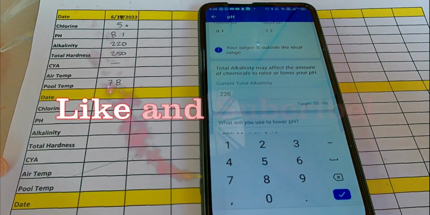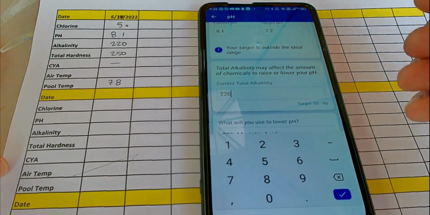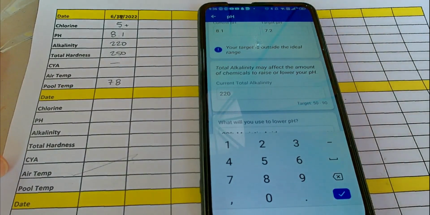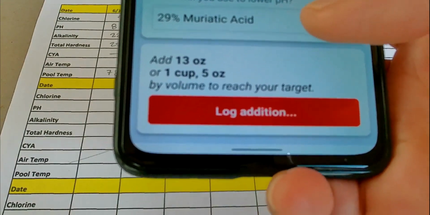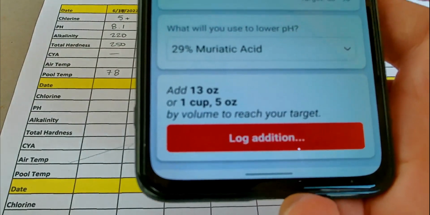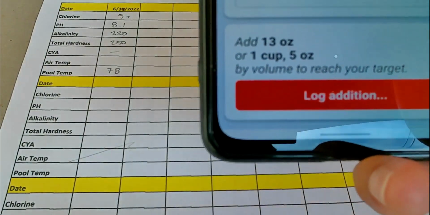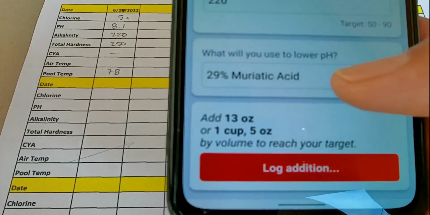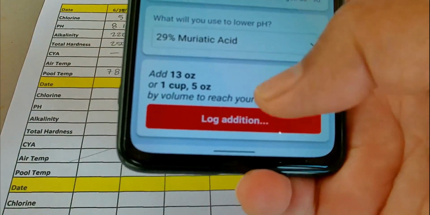When my pH level goes up again, all I have to do is do the same process again, and hopefully after the second or third time my alkalinity level will be in the 80 range. So right now it says if I have a 29% muriatic acid, I need to put in about 13 ounces, or 1 cup and 5 ounces. My muriatic acid is actually 31%, but from my experience, if I just follow this, I get about the same ballpark of my target. So let me go ahead and show you how to do that.